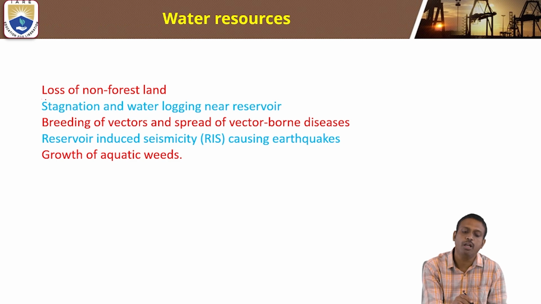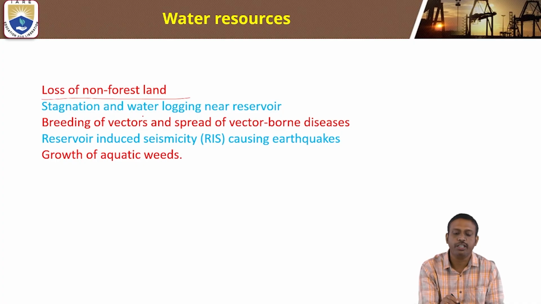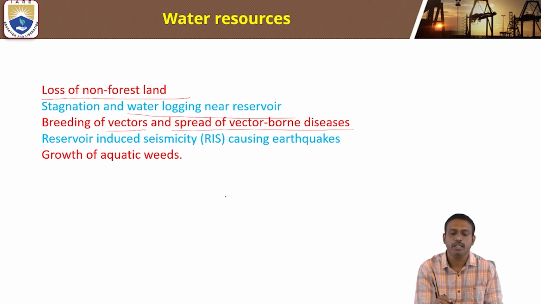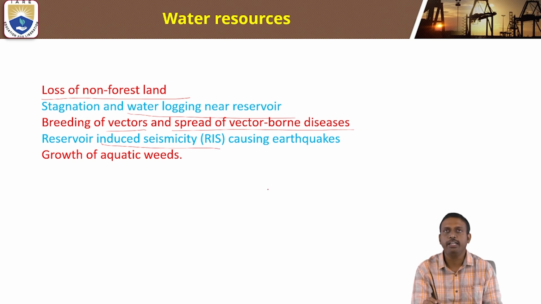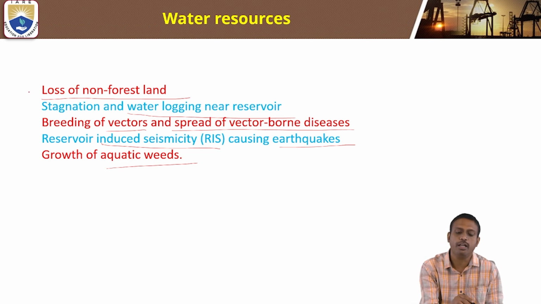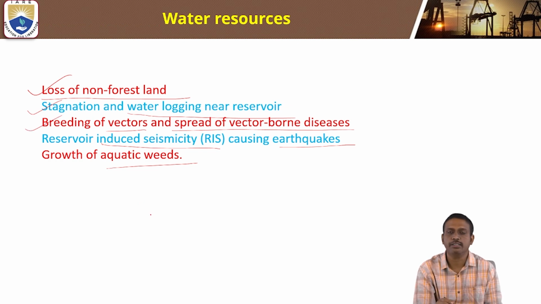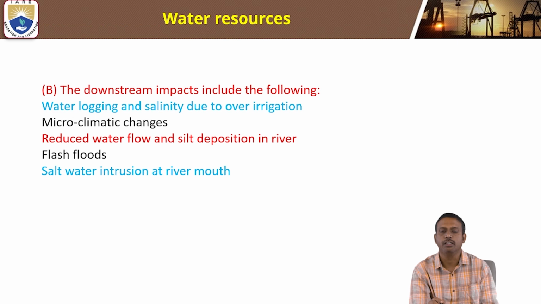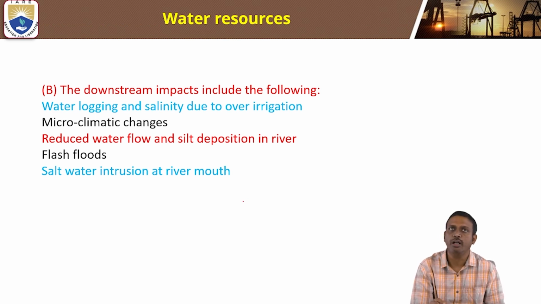Next, some more: loss of non-forest land, stagnation and waterlogging near reservoirs, breeding of vectors and spread of vector-borne diseases, reservoir-induced seismicity (RIS) causing earthquakes, and growth of aquatic weeds. Now coming to the environmental problems due to the downstream.